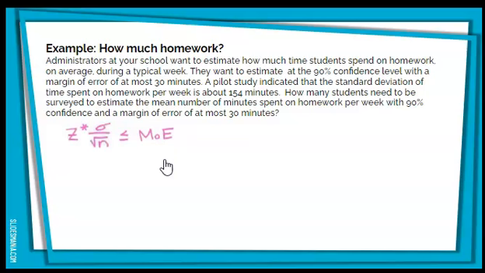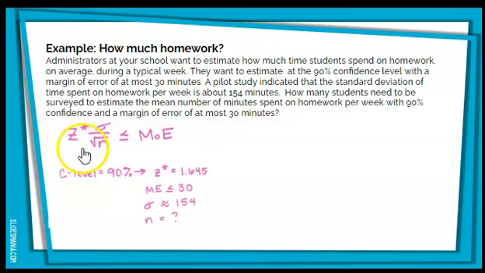Okay, so go back to the formula and let's kind of break it down. What do we know? Okay, we can find our Z star because we know our confidence level is 90. So we can find our Z star is 1.645. We know the margin of error has to be less than or equal to 30 minutes. The standard deviation, they told us up here, is approximately 154 minutes. And then the N is the unknown. So we're going to plug in what we know and start to solve this guy.